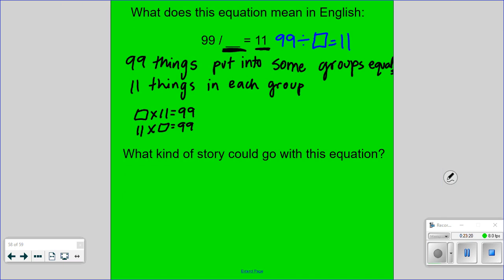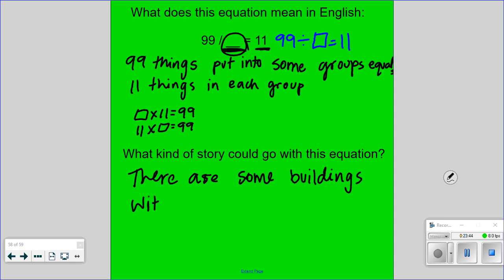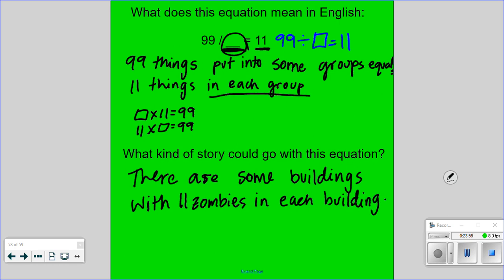Go for it. There are some buildings. Buildings is my groups. I don't know my groups, so using the word some there is really smart. There are some buildings with 11 zombies, I'm going to say in each building. Does that make sense? Awesome. There's my in each group. I got 11 zombies in each building.